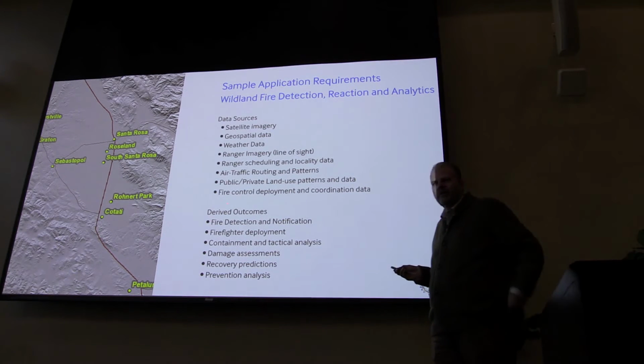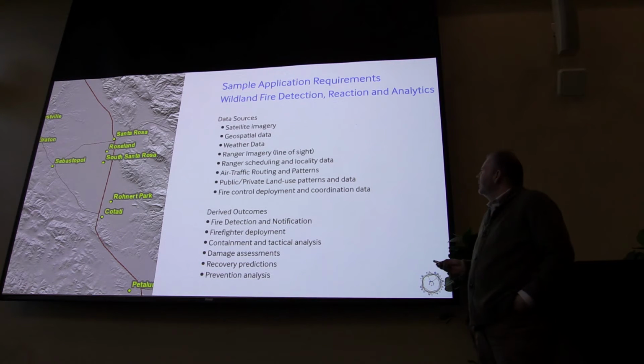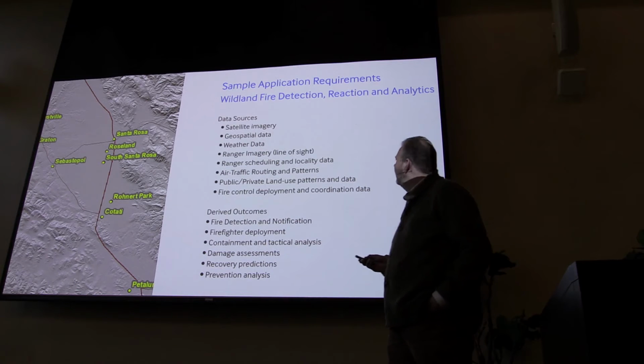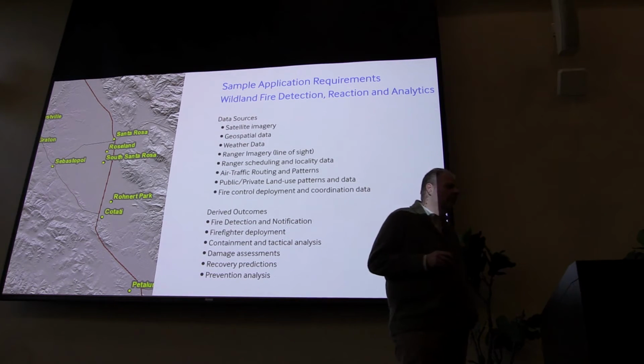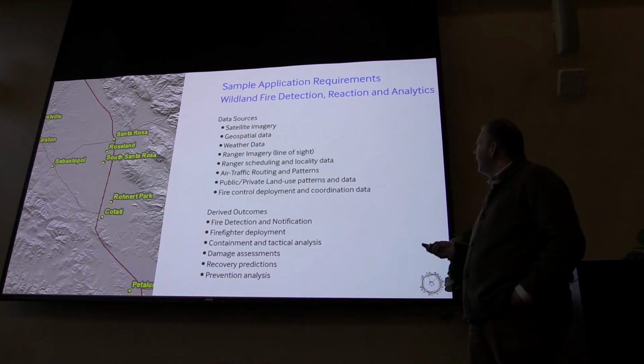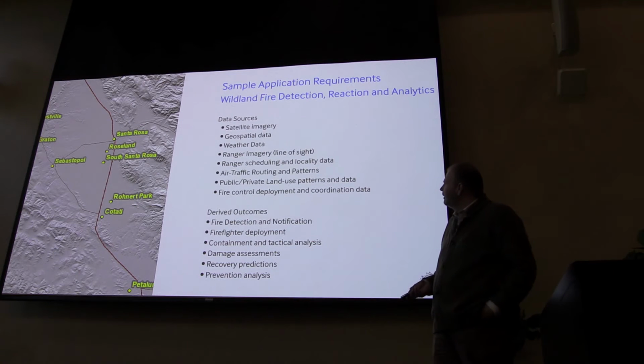We're going to take some air traffic data and put that in there, make sure we can reroute planes around the smoke. We're going to see about taking what we know about public and private land use patterns and figure out where roads are, what's being used, whether there's mining going on, there's these other kinds of things. And we're going to actually deploy some firefighters to go actually help some of these folks.